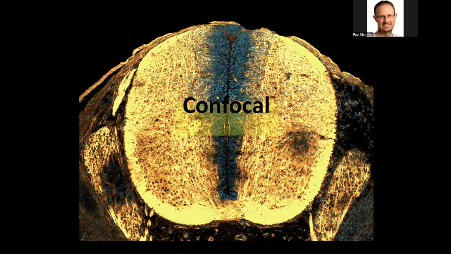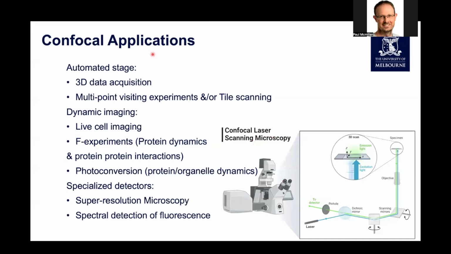All right, so what we're going to do next is go through confocal microscopy. Now, obviously, there's a lot of different applications in confocal microscopy. We can't go through them all, but we'll go through some of those. First thing that can become really important is the automated stage function on these microscopes. So that allows us to do 3D data acquisition. It also allows us to do multi-point visiting experiments and/or tile scanning experiments as well. And I'll show you an example of that in the next slide.